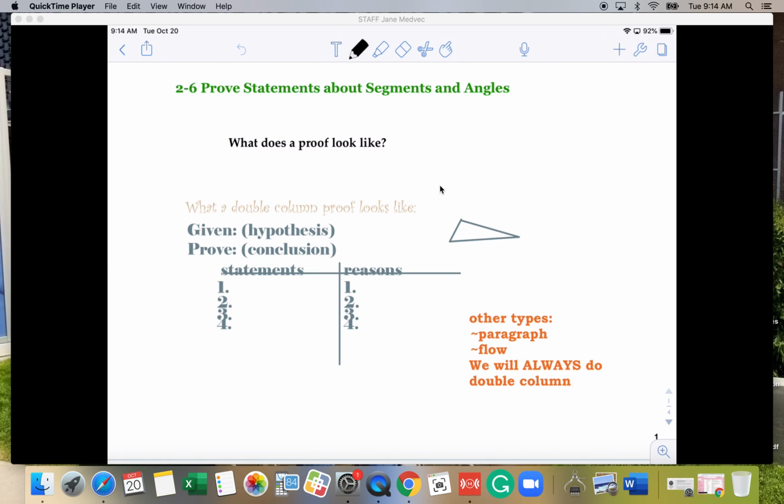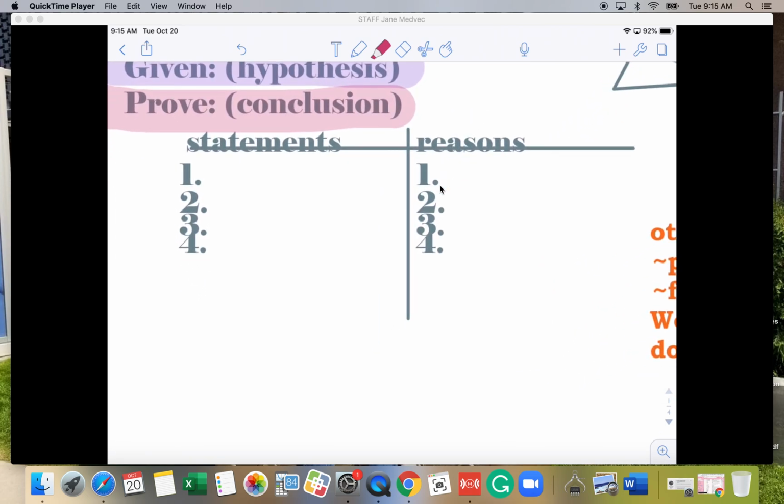But first of all, we need to discuss again what a proof looks like. A proof for our purposes will be a double column proof, and it looks like the gray item down below. You're going to have a given statement, which is listed first. It is the hypothesis of the if-then statement. The second part is going to be the prove, and that is the conclusion, or the second part of a conditional statement.